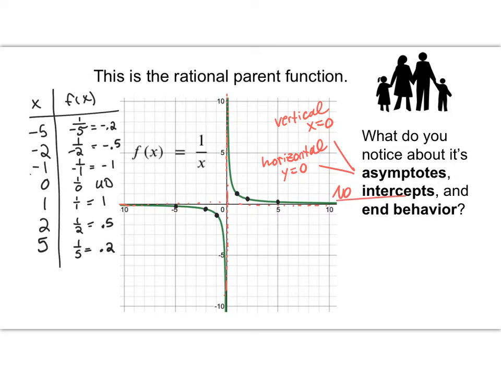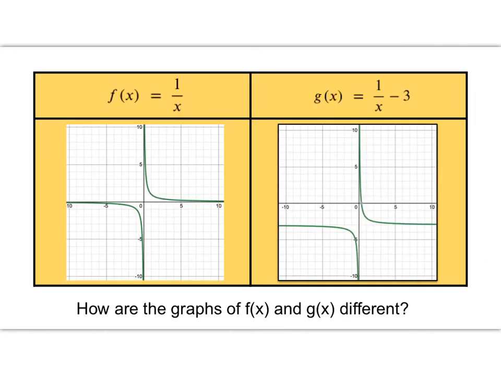In the end behavior, well, as x approaches infinity, so as we go to the right, y approaches 0. And the same thing happens as we go to the left. As x approaches negative infinity, f of x once again approaches 0. All right, so that is an introduction to the rational parent function. Let's see what happens if we change it up a little bit.